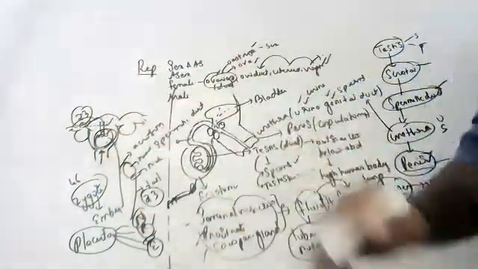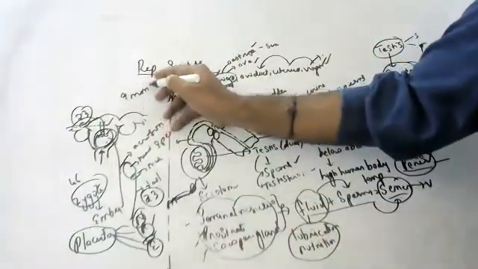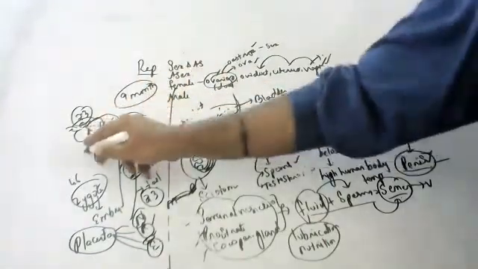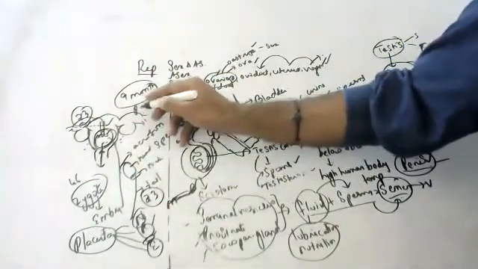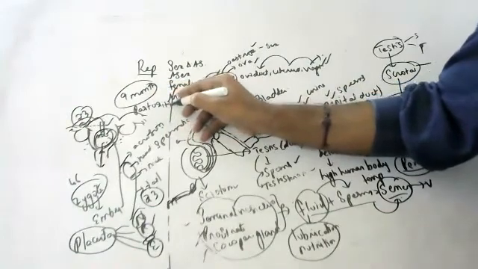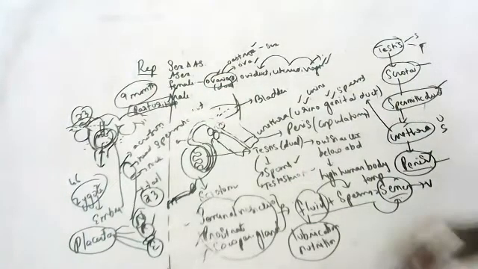Implantation occurs where, children? In the uterus, and the baby stays there for 9 months. At the end of 9 months, due to contraction and relaxation of the uterus, the baby will come out through the vagina, and delivery of the baby is called parturition.